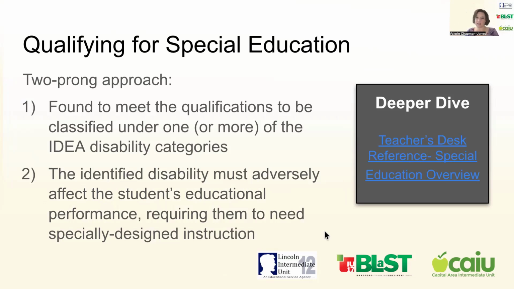But then there's a second component. The identified disability, whatever that category may be, has to adversely affect the student's educational performance, requiring them to need specially designed instruction. So they may meet the criteria of having a disability category, but if it doesn't affect their educational performance and they don't need specially designed instruction, they are not eligible for special education services.